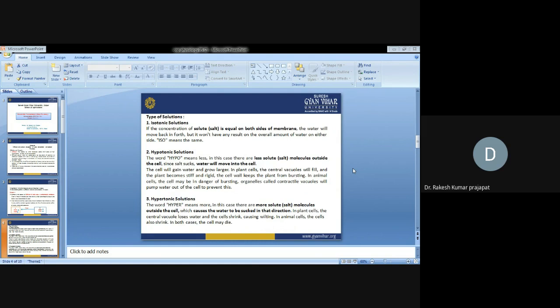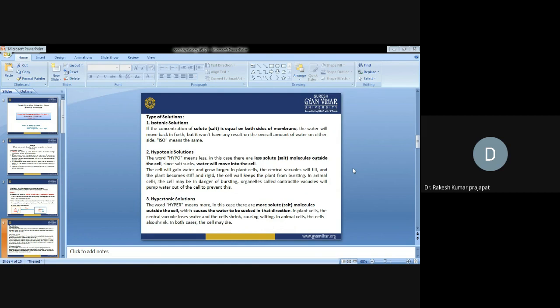Hypotonic solution: hypo means less. In this case, there are fewer solute molecules outside the cell, so the water will move into the cell. The cell will gain water and grow large. In a plant cell, the central vacuole will fill and the plant becomes stiff and rigid. The cell wall keeps the plant from bursting. In an animal cell, the cell may be in danger of bursting, so organelles called contractile vacuoles pump water out of the cell to prevent this.